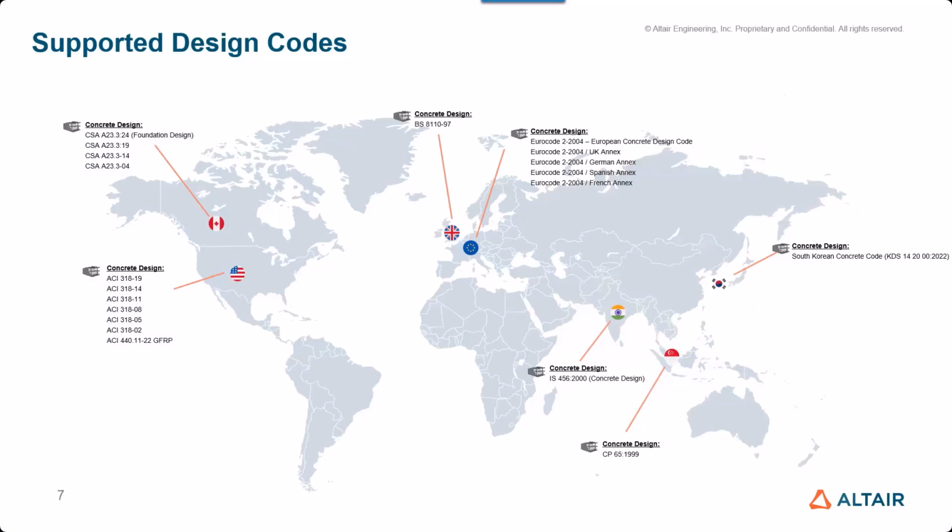We support ACI 318-19 and older versions, as well as the ACI 440.11-22 code for GFRP reinforced concrete. And we're working on the ACI 318-24 code as well. Across the ocean, we have Eurocode annexes for the UK, Germany, Spain, and France. We also support the Korean concrete design code, the Indian concrete design code, and some Singapore codes, as well as the British standards.